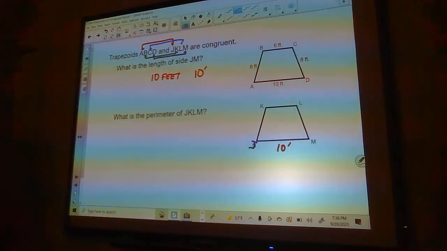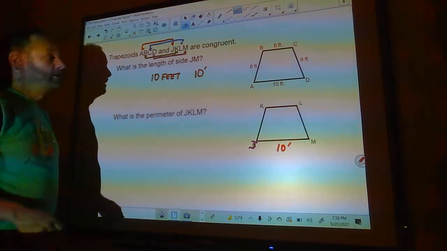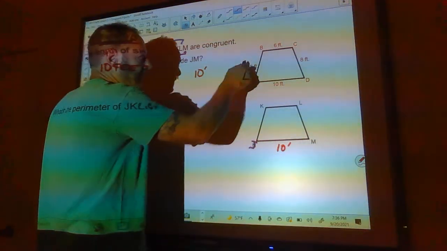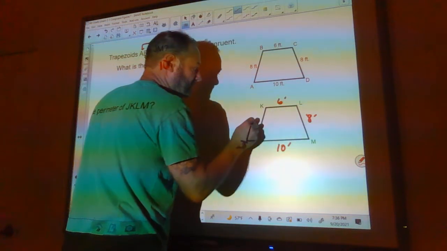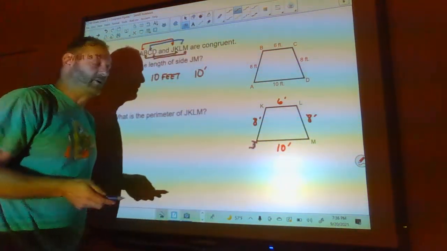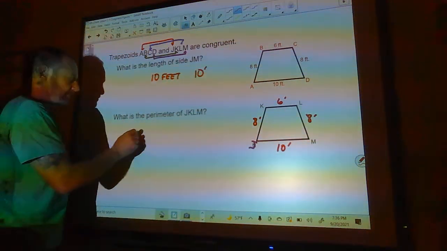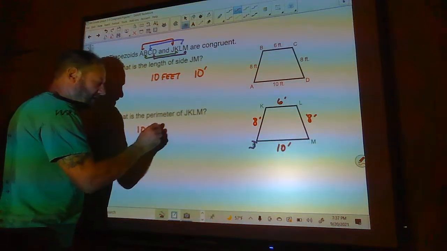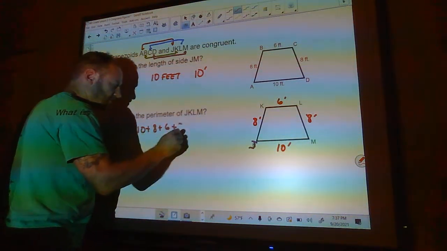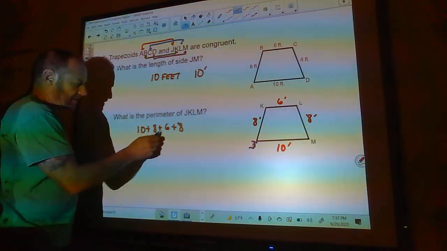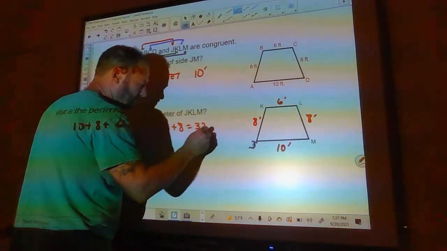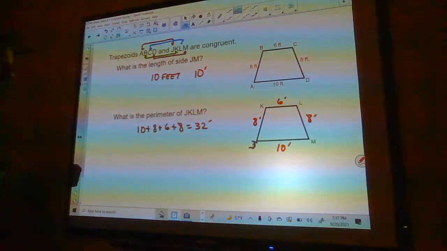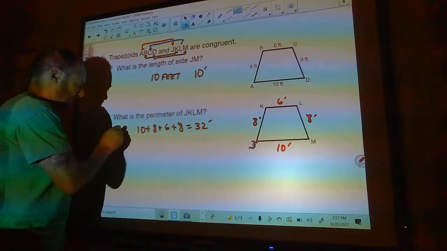What is the perimeter of JKLM? Well, JKLM is going to have the same sides as these. So this is going to be 8 feet, this is going to be 6 feet, and this is going to be 8 feet. And remember, perimeter is just add up all the sides. So the perimeter is going to be 10 plus 8 plus 6 plus 8. So this is 18, 24, 32 feet. So that's the perimeter.